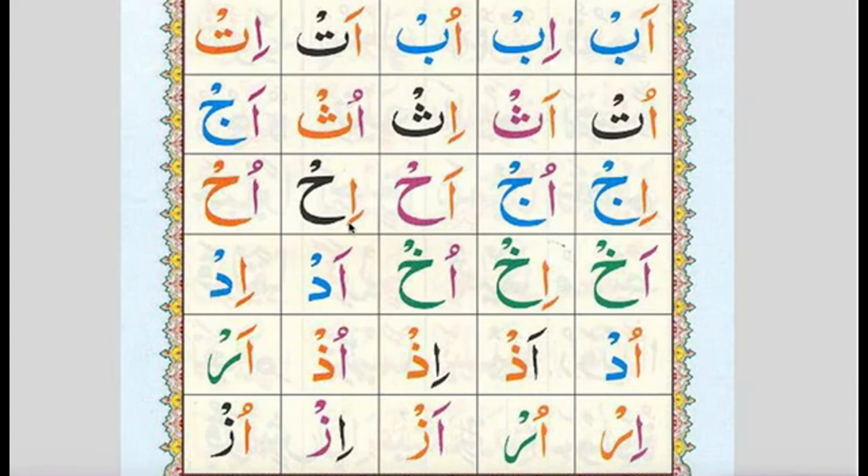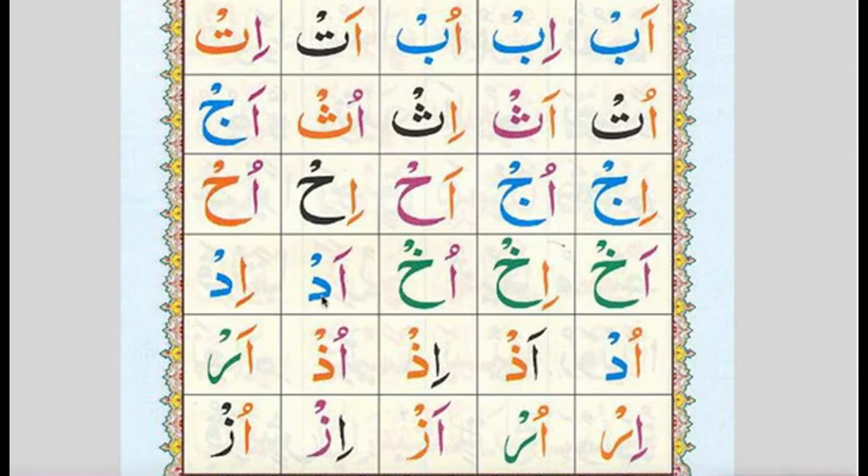Alif ha kasra ih. Alif ha dhamma uh. Ah, ih, uh. Alif kha fatha akh. Alif kha kasra ikh. Alif kha dhamma ukh. Akh, ikh, ukh.